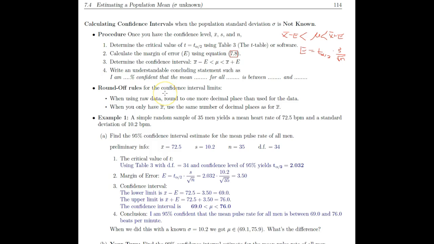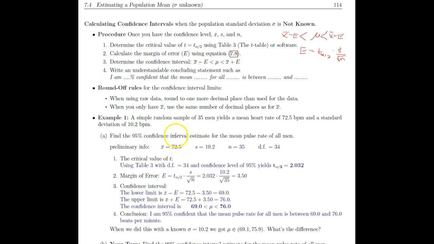There are a couple round-off rules listed here. When using raw data, round to one more decimal place than used for the data. I think that's a pretty good rule. And then it says when you only have x bar, use the same number of decimal places for x bar. That's a fine rule. You can use that if you'd like. If you want to go one more decimal place, I think that's perfectly fine as well. I encourage you to use your own judgment there.